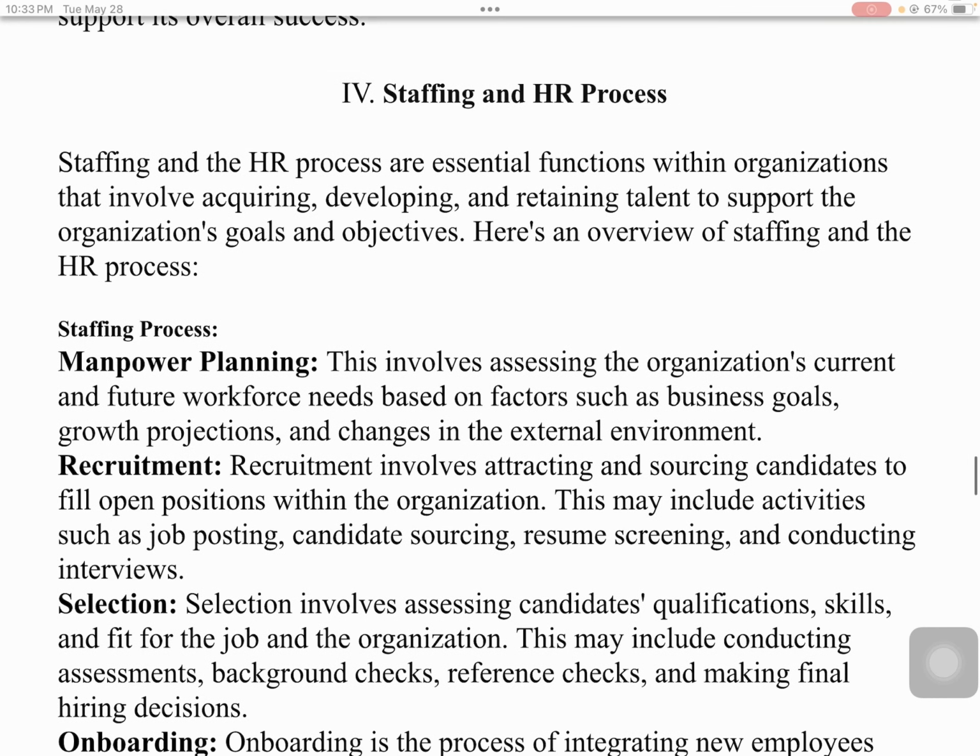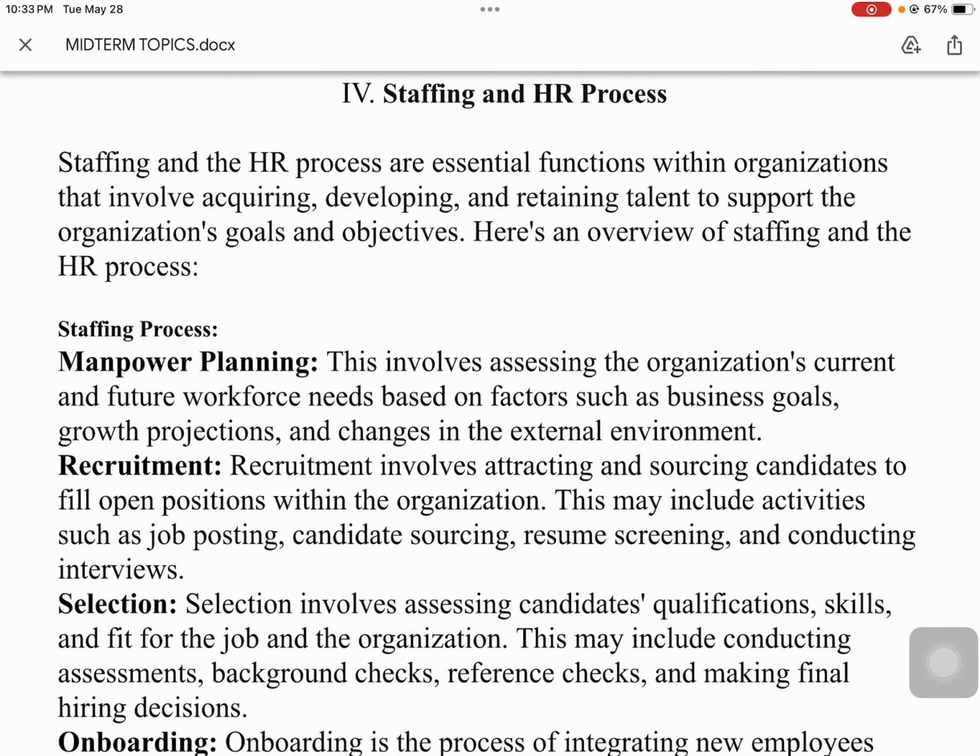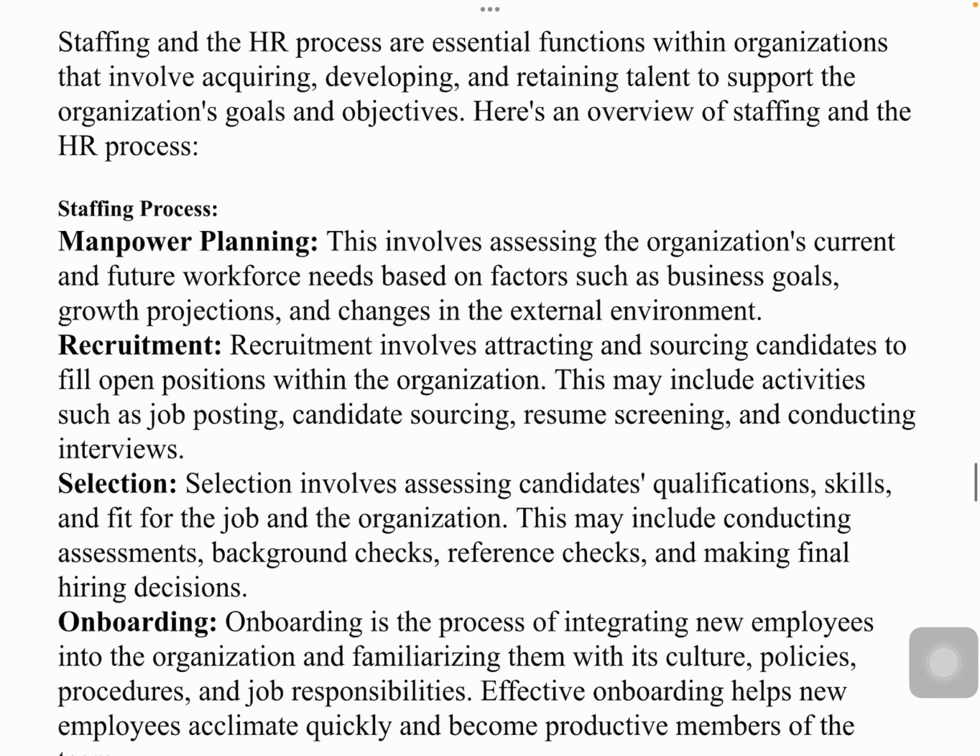Okay, so staffing and HR process are essential functions within organizations that involve acquiring, developing, and retaining talent to support the organization's goals and objectives. So here is an overview of staffing and the HR process. In the staffing process, we have manpower planning. This involves assessing the organization's current and future workforce needs based on factors such as business goals, growth projections, and changes in the external environment.